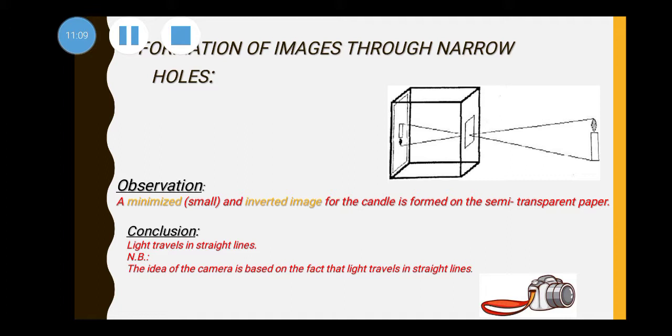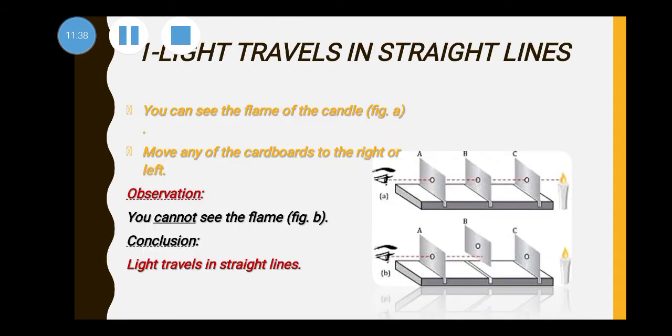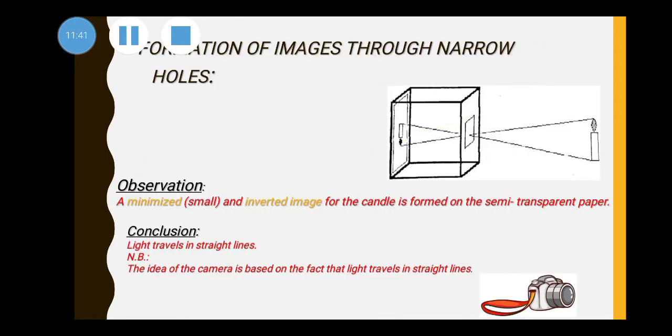Okay, and then we will have the flame, the lighted candle, and we will try to move the candle forward and backward until we can see the flame of the candle on the transparent paper. Again, we have a carton box and we will remove one side of it. Here we can remove this side and replace it with semi-transparent paper.